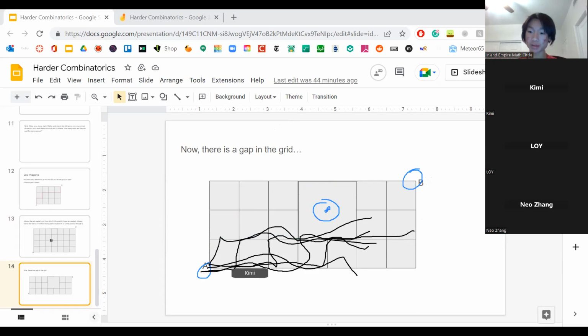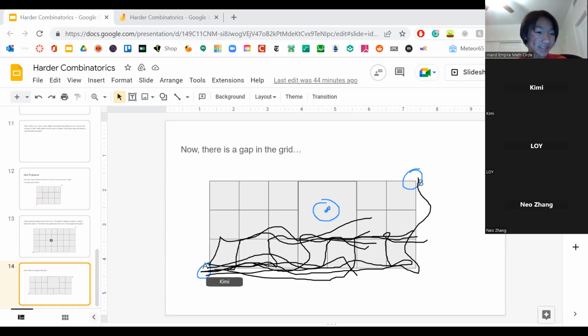So how can we solve this problem? And now I'm just trying to mark out every possible way of doing this. You can do that. It'll just take you a while. 2 hours. Okay, but Kimi, let's wait to solve this problem first.